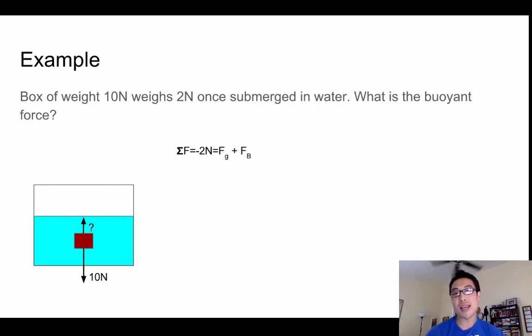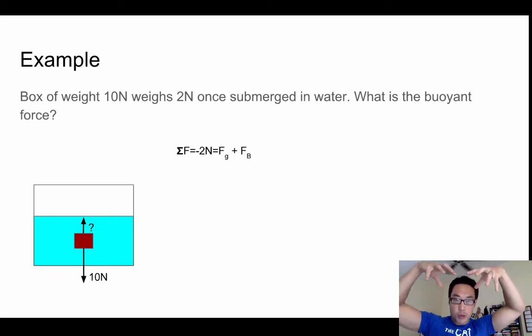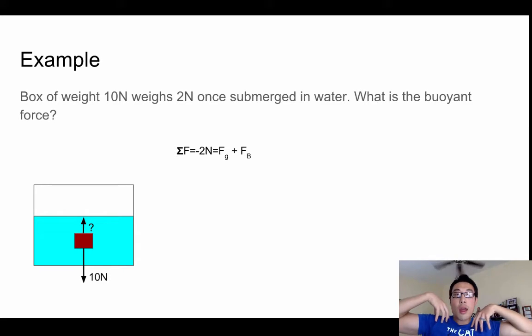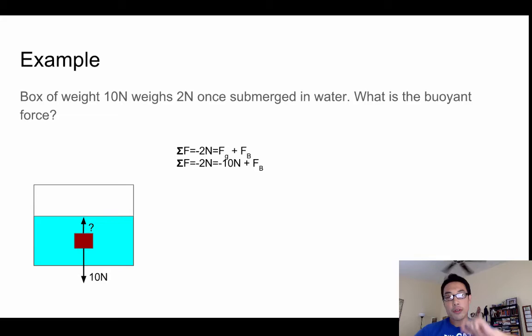Remember, be careful. I never said that this object was floating. So that negative 2 newtons has to come from somewhere. It comes from two forces: the force of gravity of the object, F of g, plus the buoyant force, or the upward liquid pushing force. Now I'm going to fill in all of the values that I know. We know that the box actually weighs 10 newtons, but remember, weight always points down, so that'll be negative 10, and we're trying to figure out the buoyant force, so that'll be left alone.